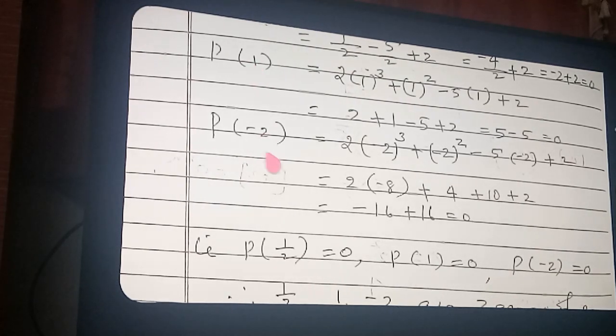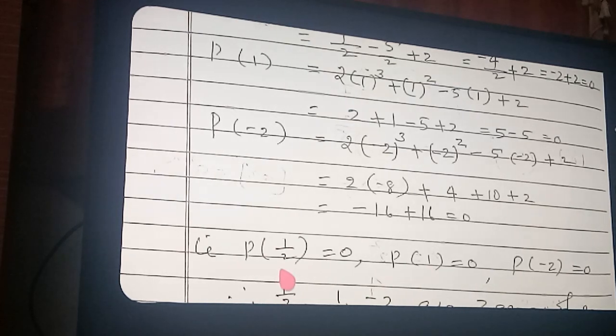The third value is given as minus 2. In the place of x we will apply minus 2. See here, 2 into minus 2 the whole cube, plus minus 2 the whole square, minus 5 into minus 2, plus 2. Minus 2 the whole cube is minus 8, minus 2 the whole square is 4, and minus 5 into minus 2 became plus 10 because two minuses together become plus. And 2 into minus 8 is minus 16. Adding this 4, this plus 10 and this 2 all together, you get 16. So minus 16 plus 16 is 0. The meaning is that minus 2 is also a zero of the polynomial.